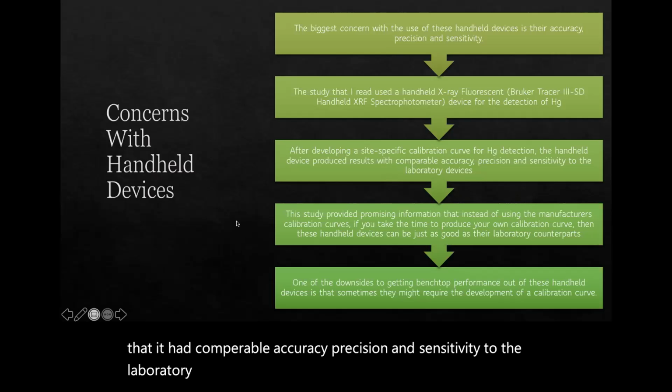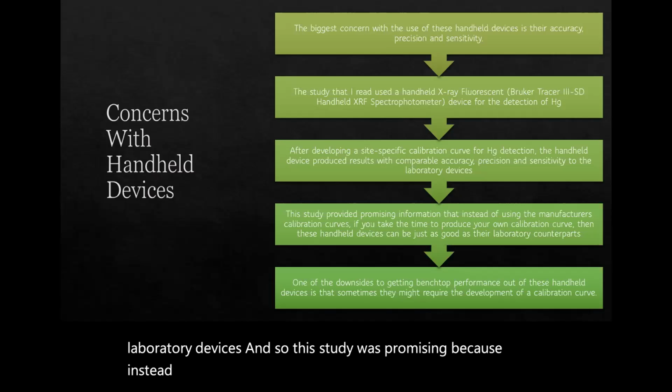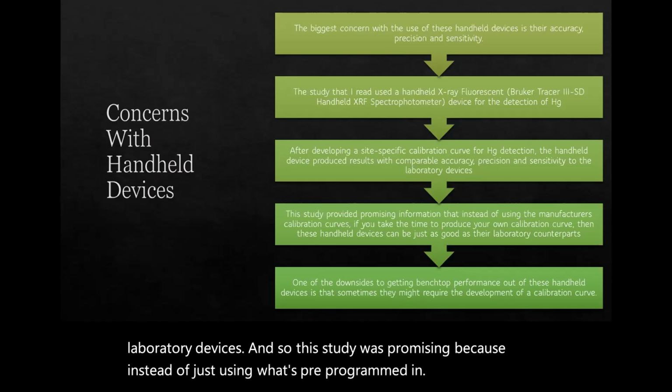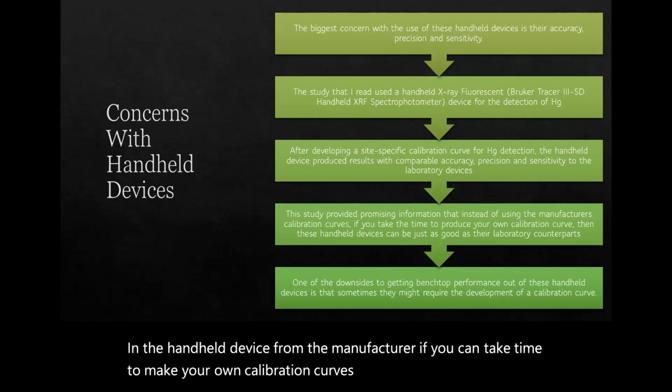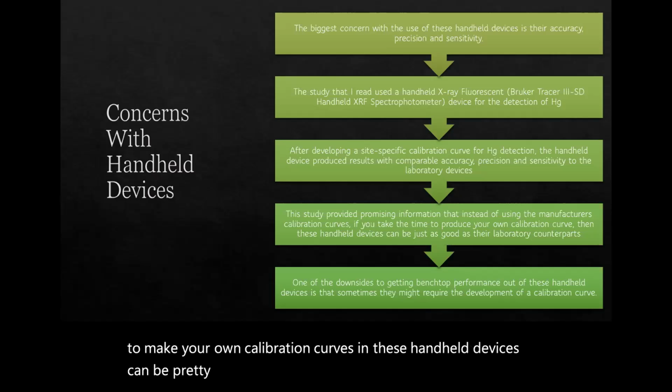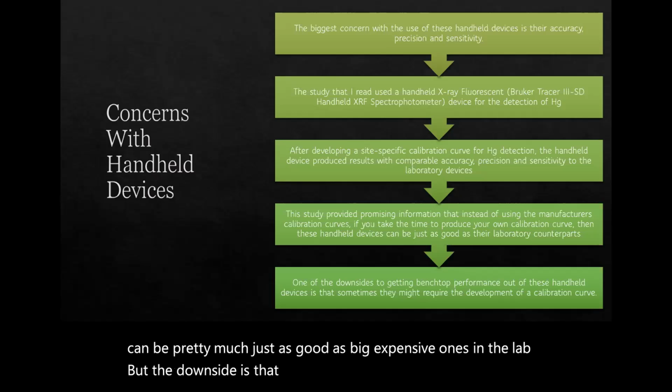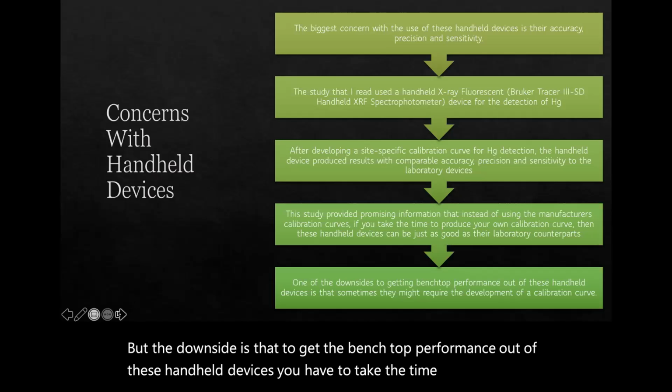So this study was promising because instead of just using what's pre-programmed in the handheld device from the manufacturer, if you can take time to make your own calibration curve, then these handheld devices can be pretty much just as good as the big expensive ones in the lab. But the downside is that to get the benchtop performance out of these handheld devices, you have to take the time to make your calibration curve.